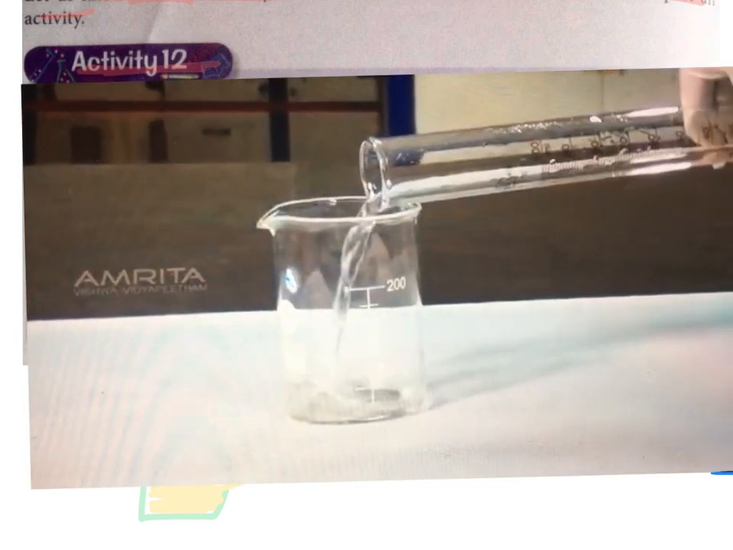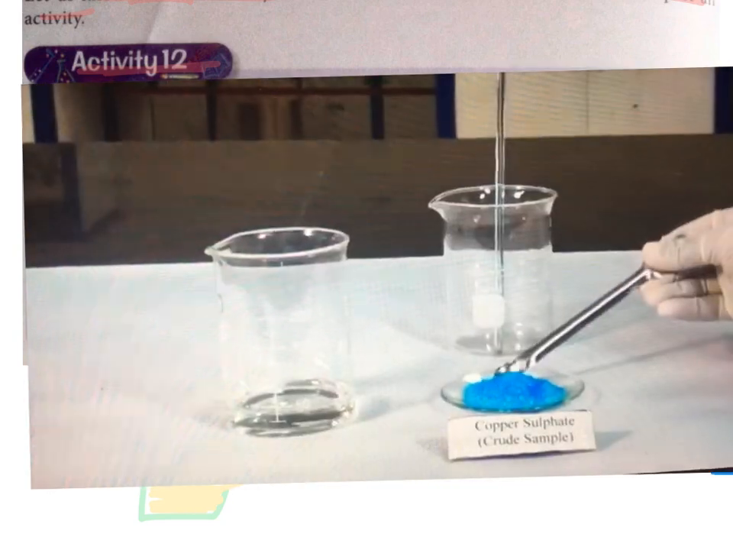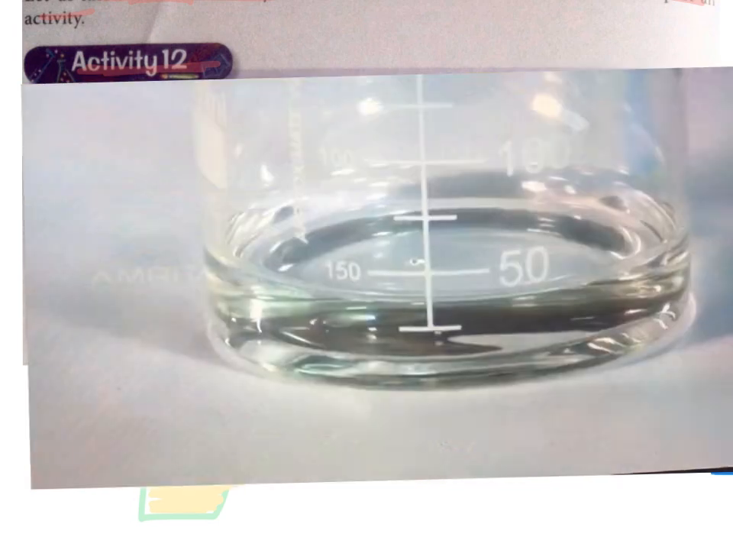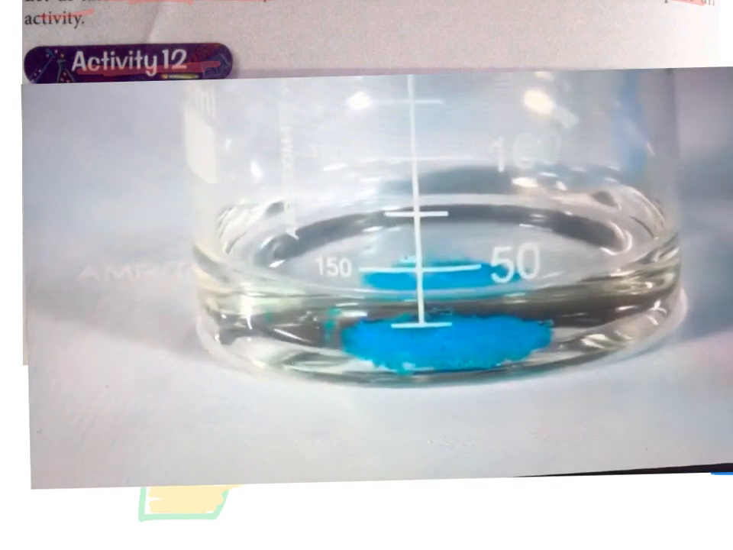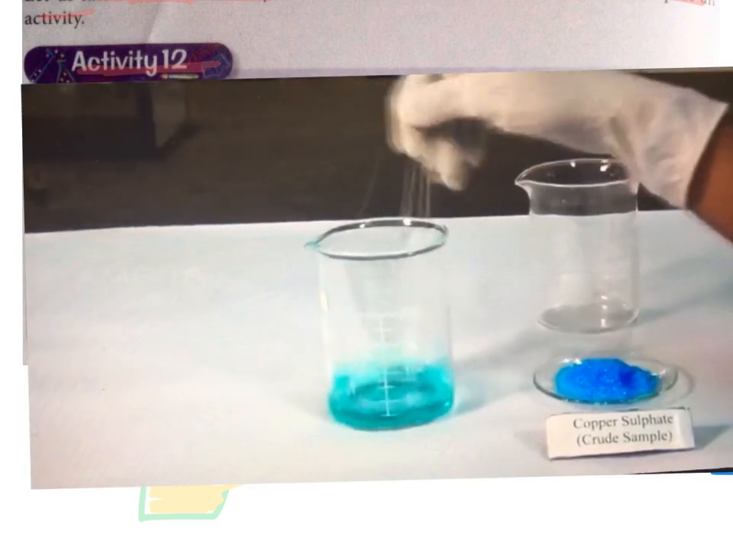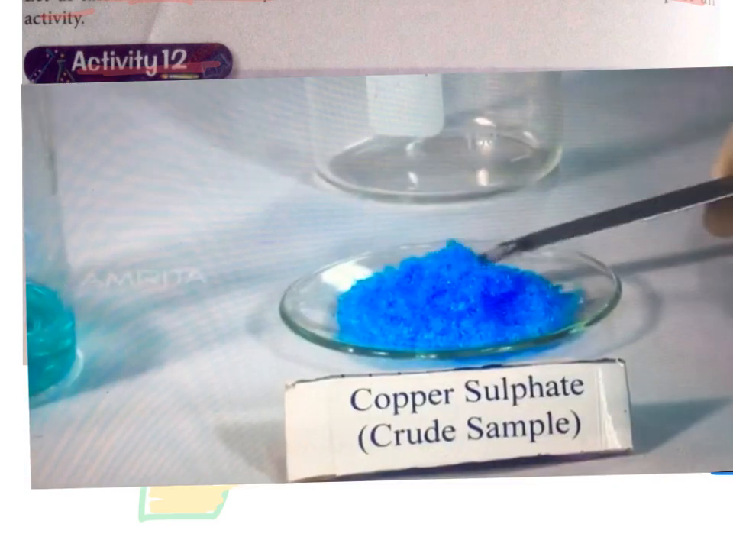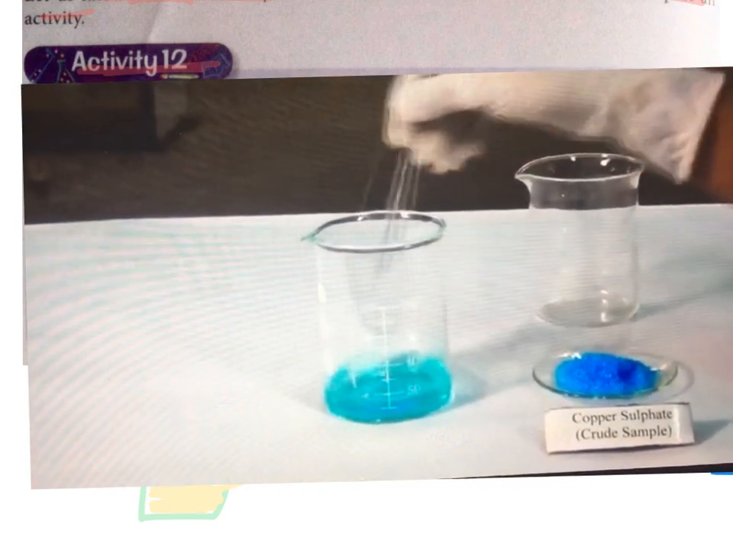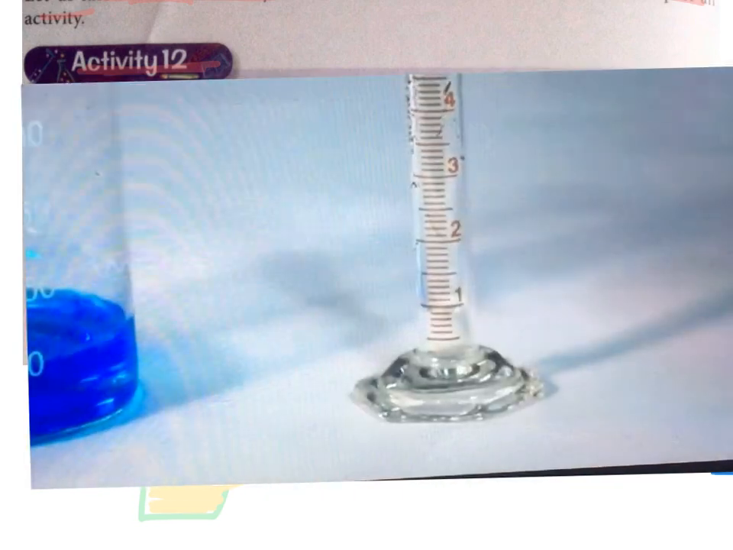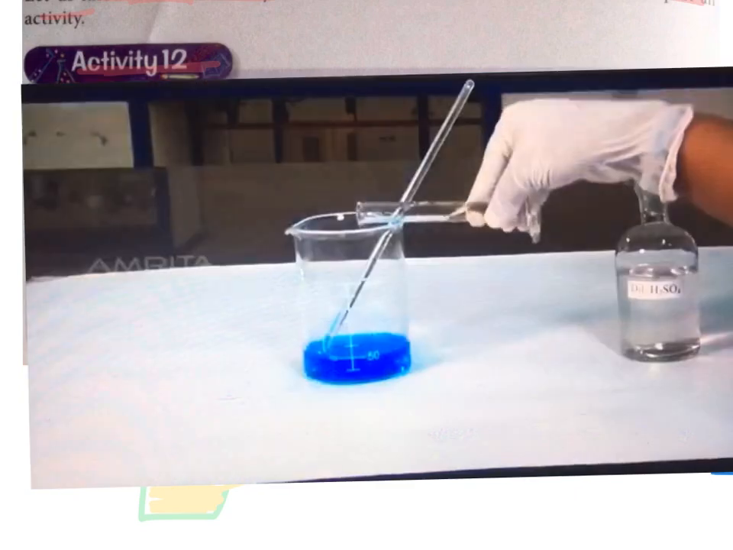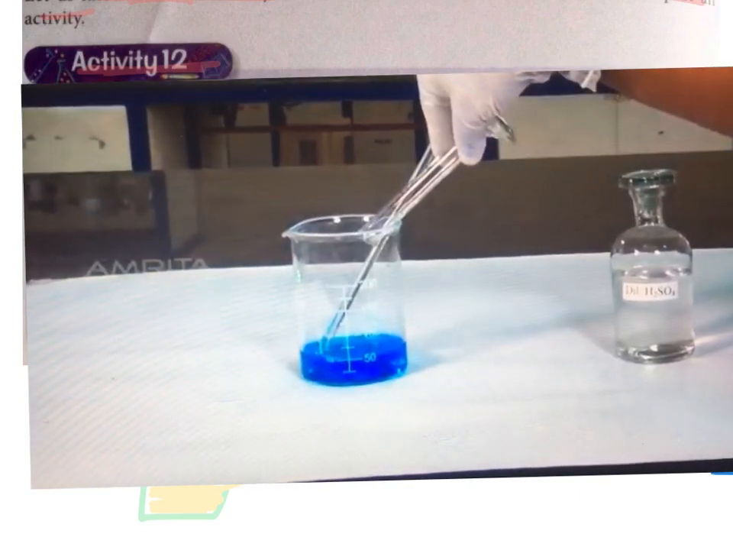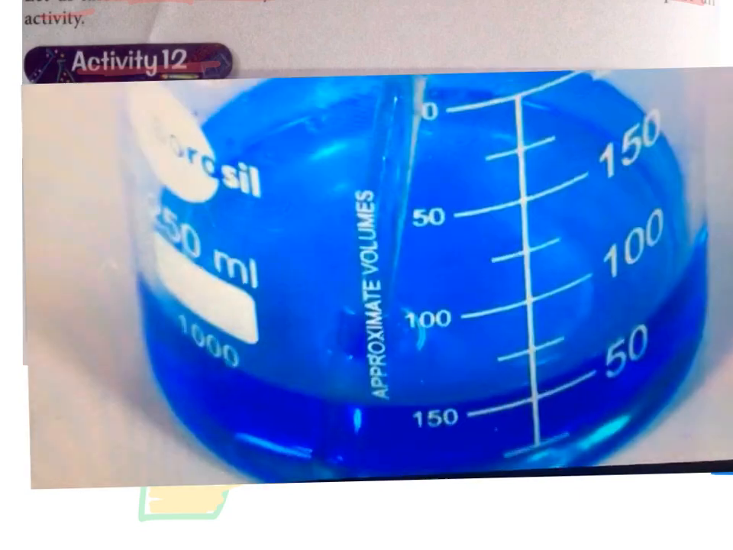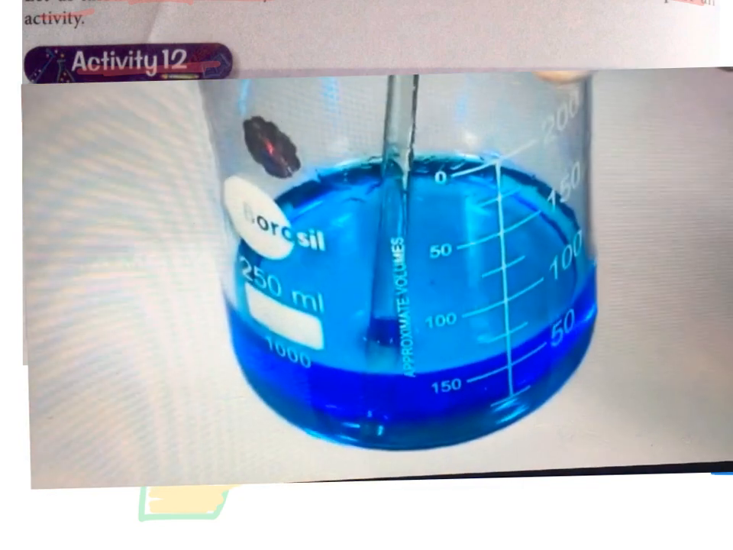Take about 30 ml of distilled water in a beaker. To this, add powdered crude sample of copper sulfate with the help of a spatula. Stir it with a glass rod and dissolve it properly. Keep on adding copper sulfate till a little amount of copper sulfate is left behind. Now add about 3 ml of dilute sulfuric acid to this solution to make it clear.